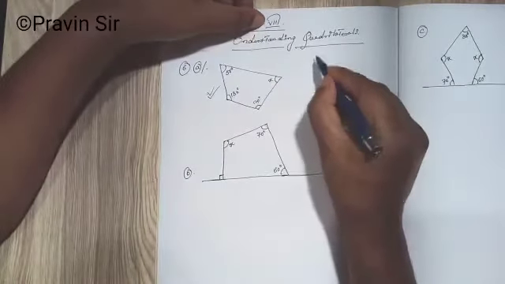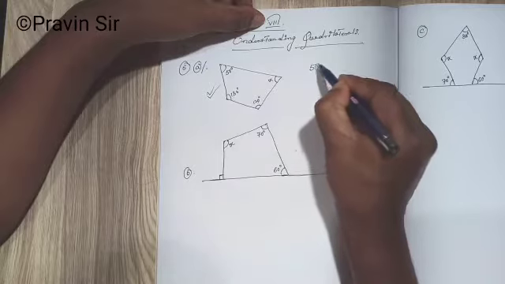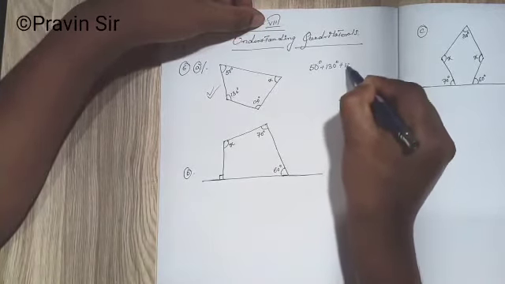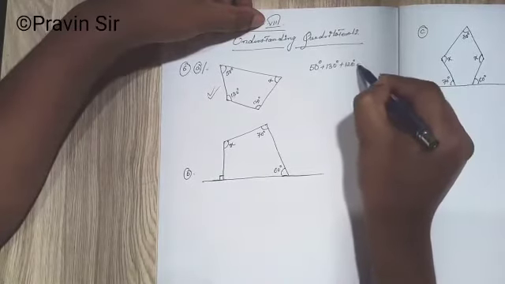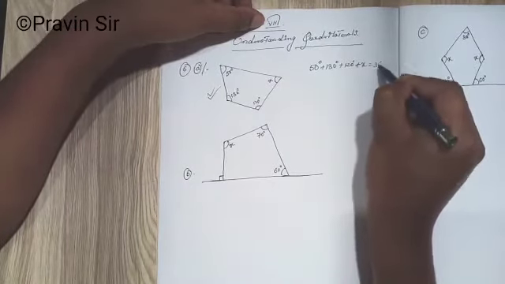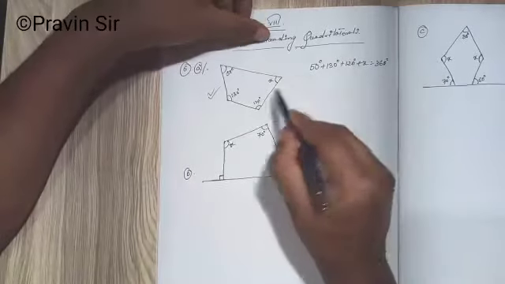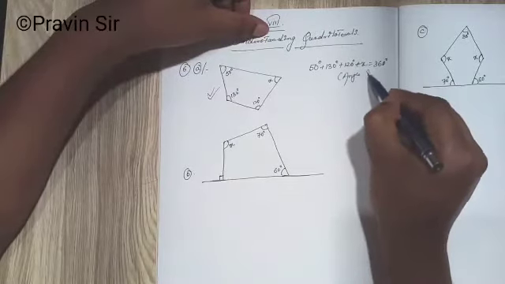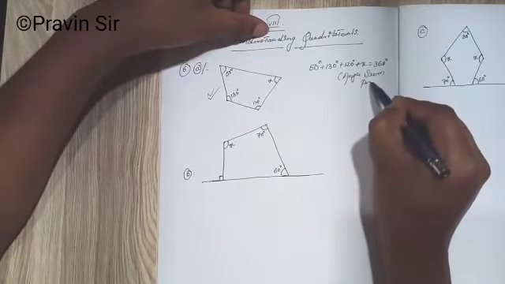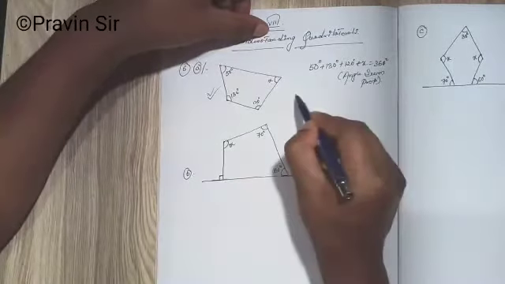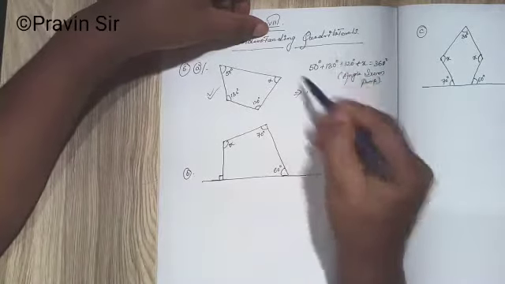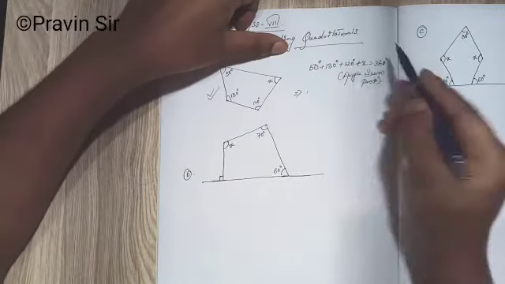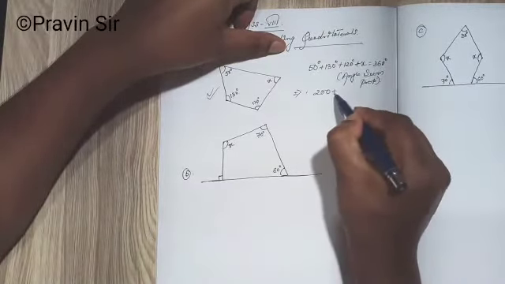So let us try to find this one. Okay, so 50 plus 130 plus 120 plus x is equal to 360 degrees. Okay, angle sum property, x ki value humko nikalni hai is question mein. So from where I got the angle sum property, correct? So it implies, so how much will we get? 50 plus 130 is 180, 180 plus 120 is 300. So 300 plus x is equal to 360 degrees.